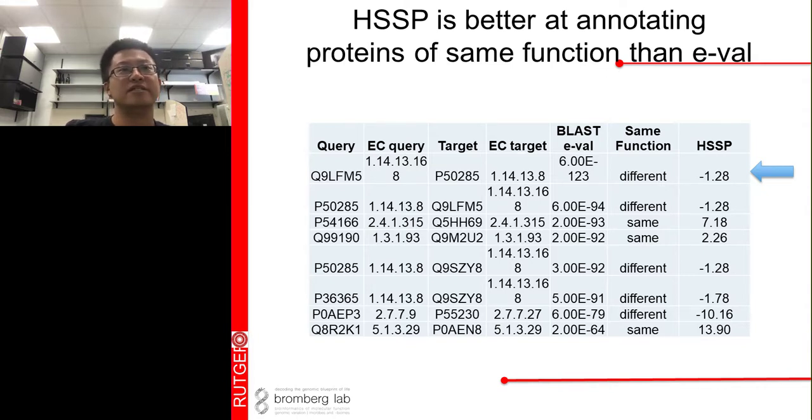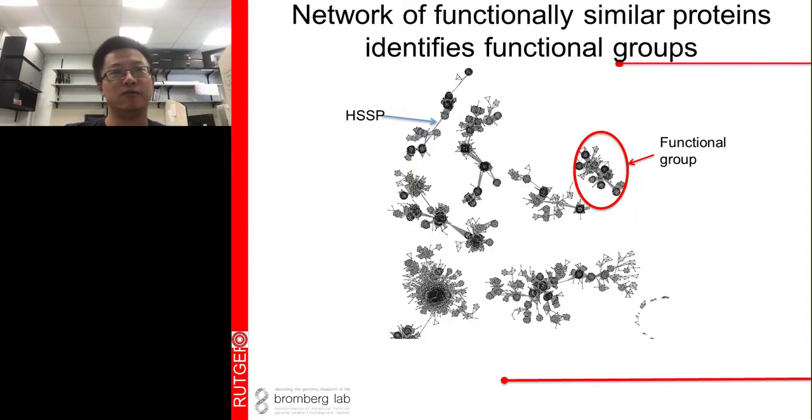So now with this new tool, let's revisit the example that I just showed you. You can see that if I calculate the HSSP score of those two pairwise alignments, the HSSP is correctly giving me a minus value, which indicates that they are of different function. So HSSP is a more reliable way to measure whether two proteins have the same function or not than BLAST.